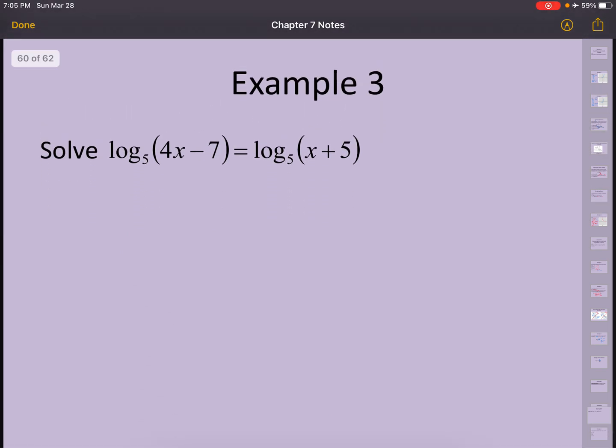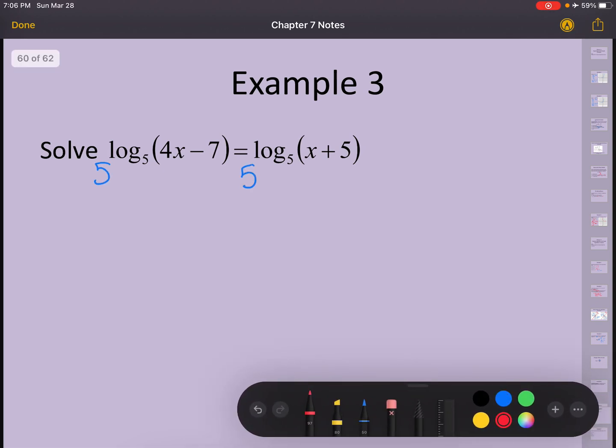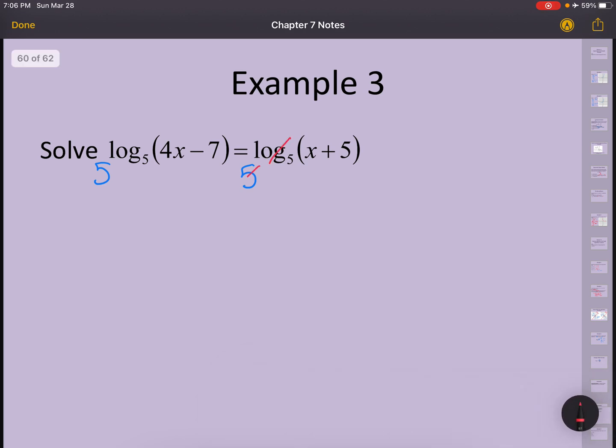In example 3, I have to solve log base 5 of 4x minus 7 equals log base 5 of x plus 5. Okay, so I have to get rid of the logarithm first. I can't move anything inside the parentheses quite yet because of that logarithm on the outside. So how I can eliminate those logarithms really fast is using the same kind of base. So raise them to both the same base, which is 5. So those log base 5's of whatever's in parentheses now become exponents, and that log base 5 and the base of 5 on each side cancel each other out.